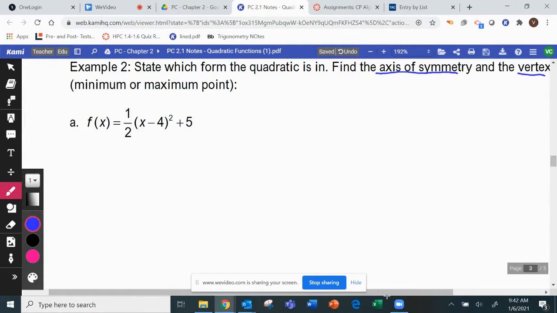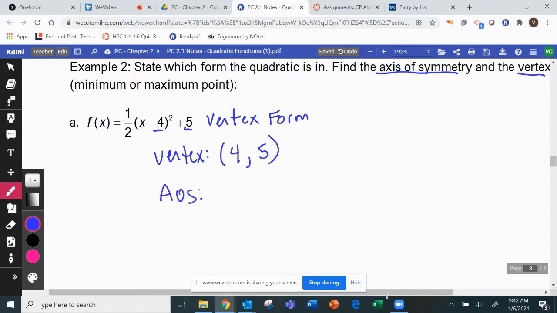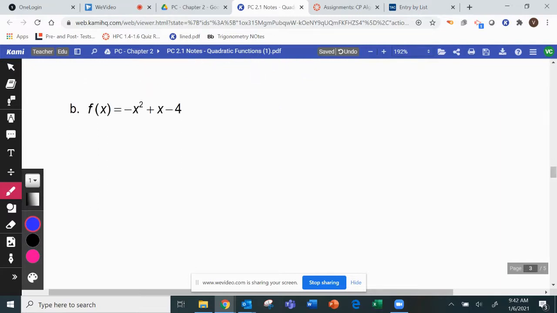So we're going to start out with this one, and this one is in vertex form. So to find my vertex, I'm looking at the h and the k value. And I do the opposite of the -4. So we have +4 and then 5. That would be our vertex. And then the axis of symmetry is x equals whatever the vertex value of x was, 4. It's the h value. And that's it. That's all I have to do for question A. Question B is now in quadratic form.